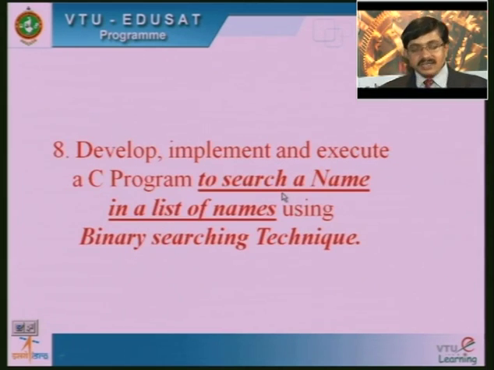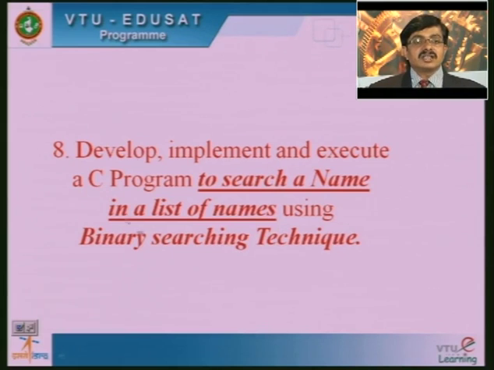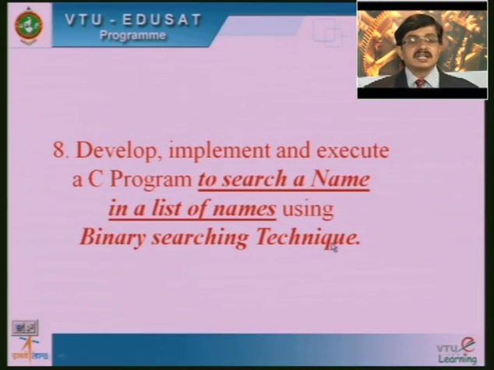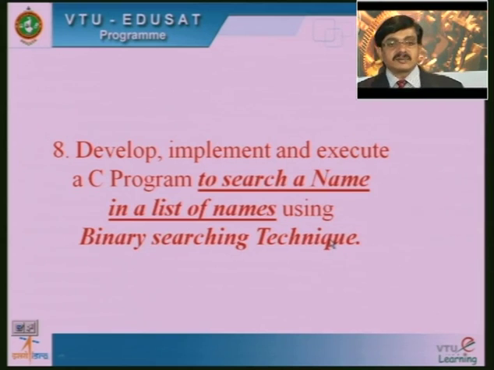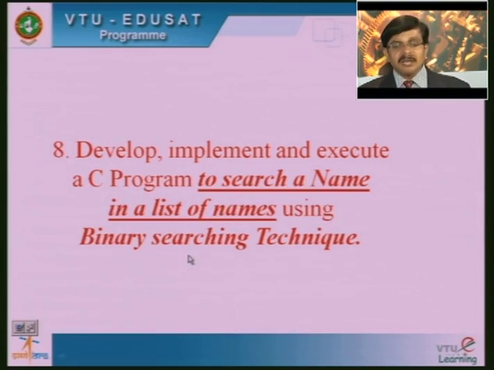Now, we have the 8th lab program here, which is to develop, implement and execute a C program to search a name in a list of names using the binary searching technique. So here we are supposed to take the list of names and perform the binary search technique. We have to search for a particular name in a list of names. We know that when you are using binary search, the list must be an ordered list, in increasing order or decreasing order. Only then can we perform the operation of a binary search.